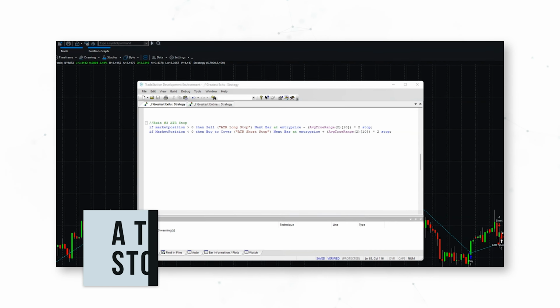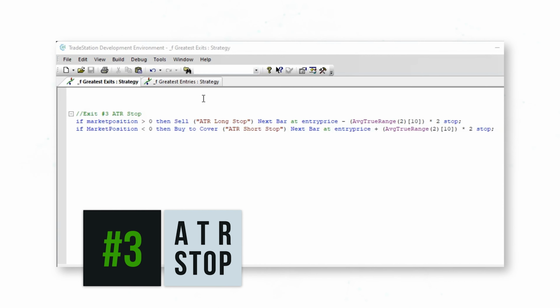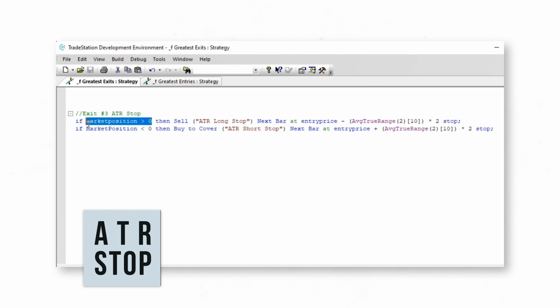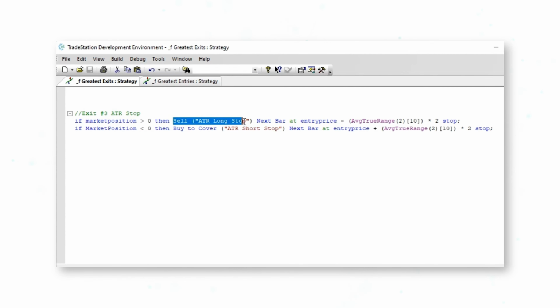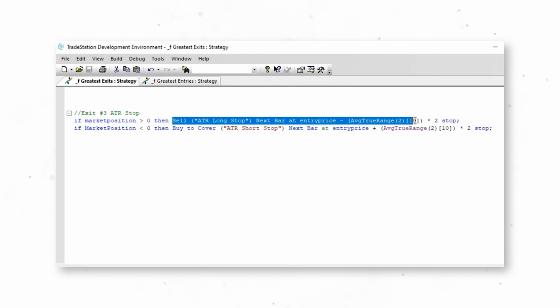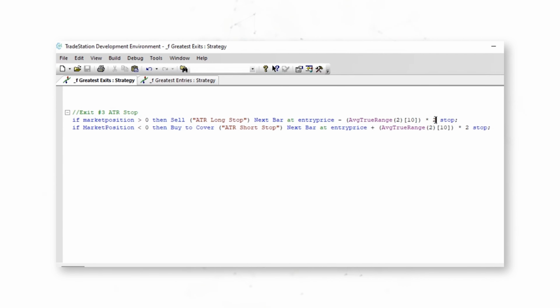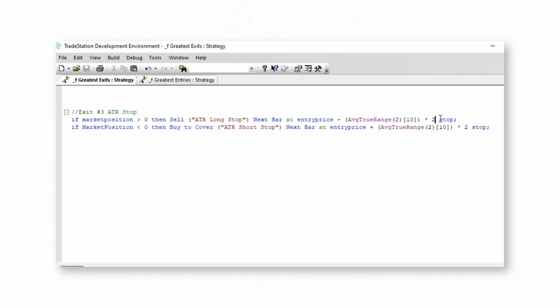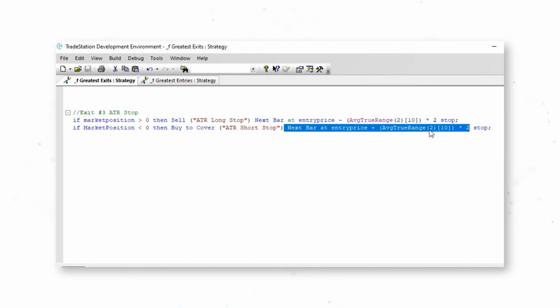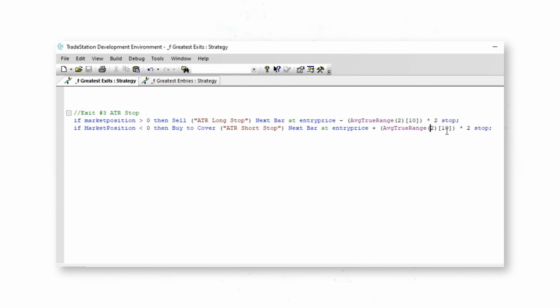Our next exit is an ATR Stop. What this code does is it says if you are long and the market starts moving against your position lower, as defined by this average true range over the past 10 bars times 2, you want to stop out of your position. Vice versa, if you're short, you want to buy to cover if the market starts moving higher by this ATR times 2 value.